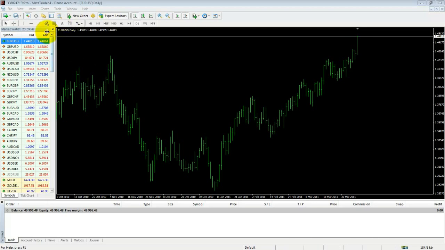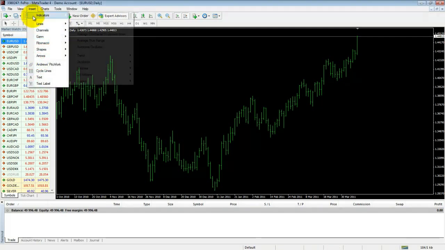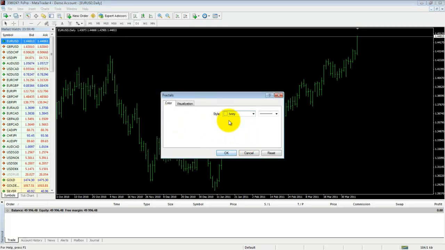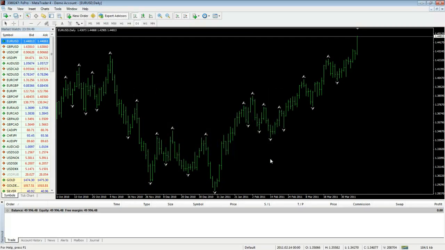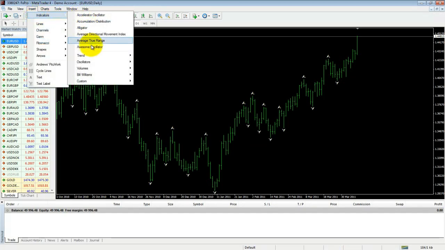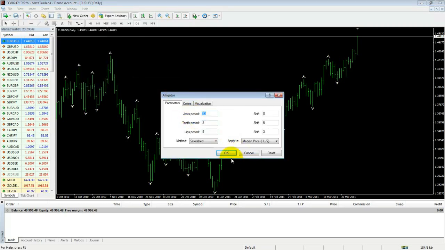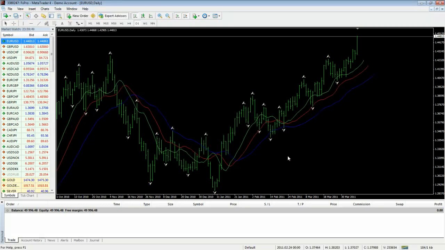Now I'm going to insert the fractals here, so go to indicators, insert indicators, and Bill Williams has his own little section here, and I'm going to include the fractals. Any sort of white color will be fine, and as you can see all the fractals are outlined. So here's the one I spoke about, and then there's another one. So I'm going to insert another indicator called the alligator. Now this is just fine, that's okay. And this is what I'm going to do.